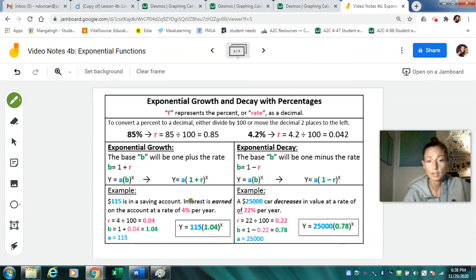So if I have $115 in a savings account, interest is earned at 4% per year. So you can make money in a savings account. That would be an equation to show how much money I would have after a certain amount of years. Cars depreciate in value, meaning that they have the most value when they're brand new, but every day after they are off the lot, as they say, it decreases in value. It's not worth as much as when it was brand new, which is why you could get used cars cheaper than new cars. And so if I get a $25,000 car, it can decrease at a rate of 22%. And so that would be an equation to represent that.